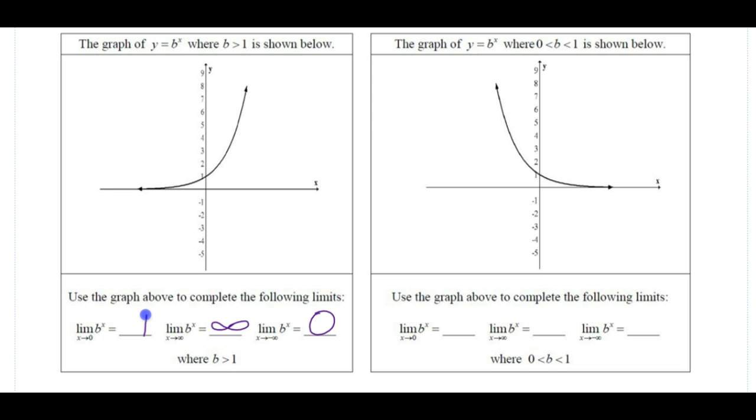Use the graph above. The limit as x approaches 0 of b to the x is 1. The limit as x approaches positive infinity is 0. And the limit as x approaches negative infinity is infinity.